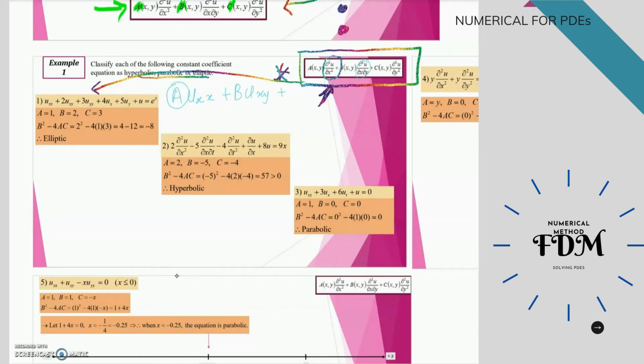Okay, plus c, so you have u y y. Here you can check your coefficient of a is 1, your b is 2, and then your c is 3. When you check b square minus 4ac, you have 2 square minus 4 times a, which is 1, times c, which is 3, so you have negative 8. Negative 8 is less than 0.